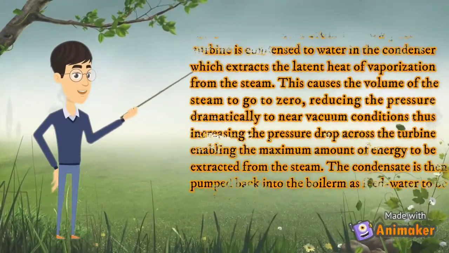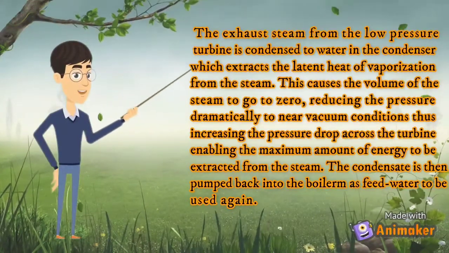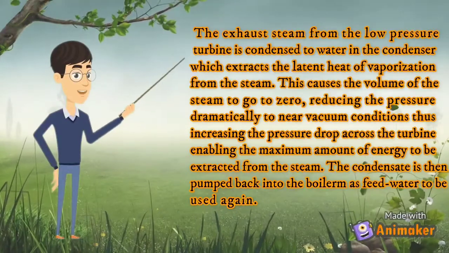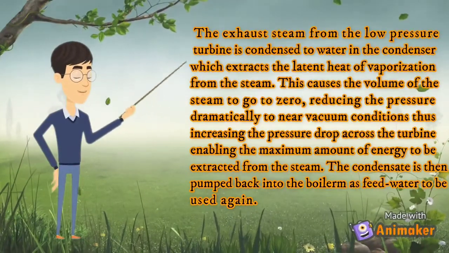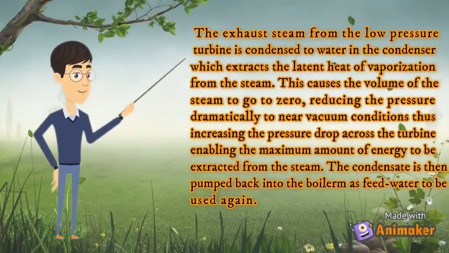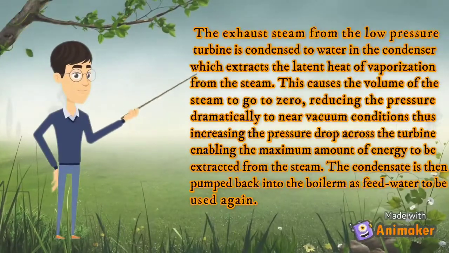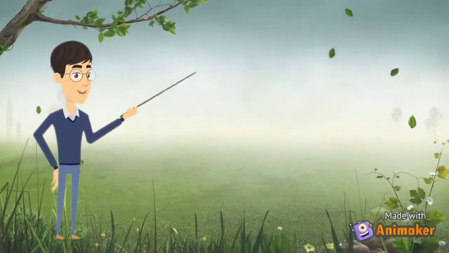The exhaust steam from the low pressure turbine is condensed to water in the condenser, which extracts the latent heat of vaporization from the steam. This causes the volume of the steam to go to zero, reducing the pressure dramatically to near vacuum condition, thus increasing the pressure drop across the turbine, enabling the maximum amount of energy to be extracted from the steam. The condensate is then pumped back into the boiler as feed water to be used again.